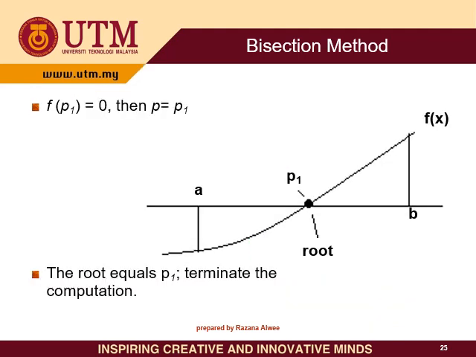And then this is the last possibility, the third one, where you get 0 for your P1. So this is where you're lucky, where you find your root directly. So there's no need to go for the next iteration. This will be your answer. You can terminate, the root is equal to your P1, so you can terminate the computation. No need to find another interval.